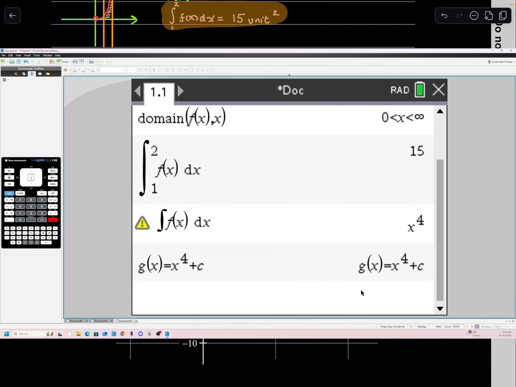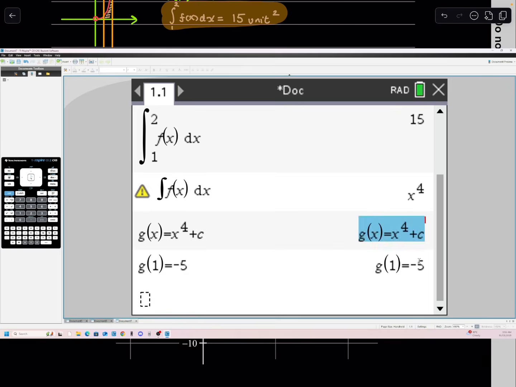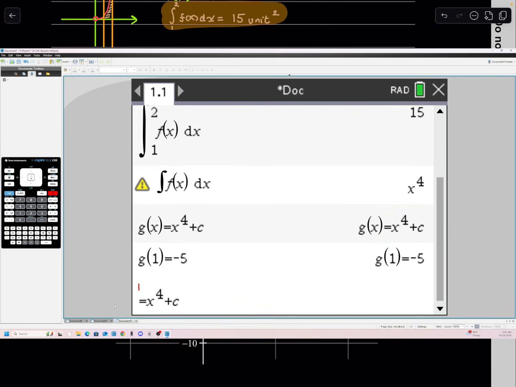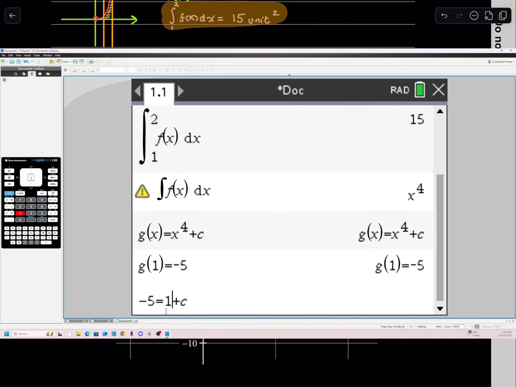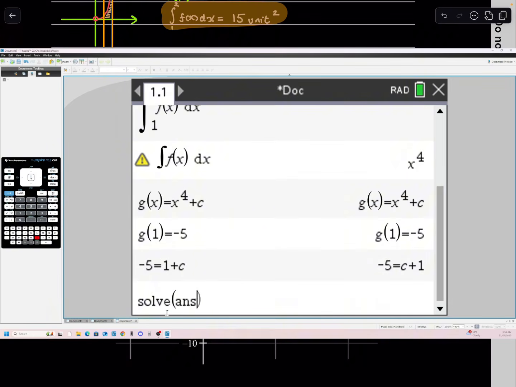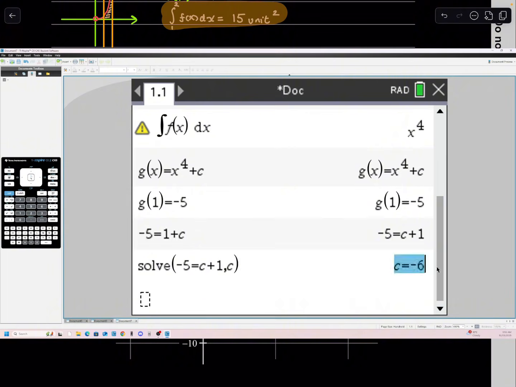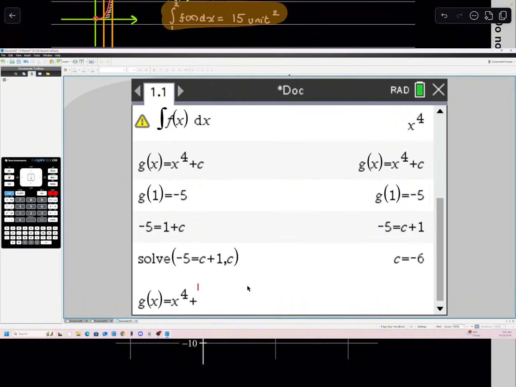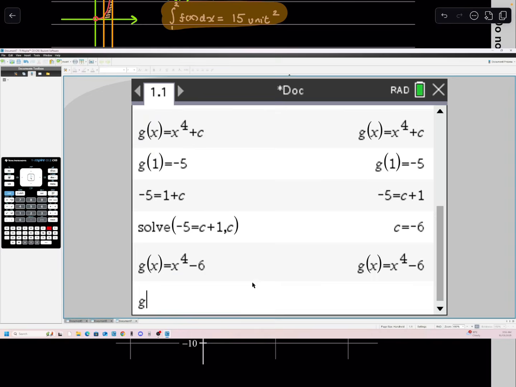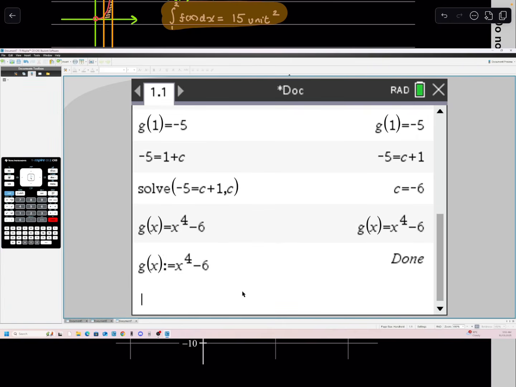Now, they told us a point of g of x: when you sub in 1, it's equal to -5. So what we can do is put it in here. This will be -5 when your x value becomes 1. So 1 to the power 4 is just 1. And we can solve for c. We found the c value. Going back to our original function, your c value is -6. Hence, now we can actually define g of x. Let me define it as this function over here.